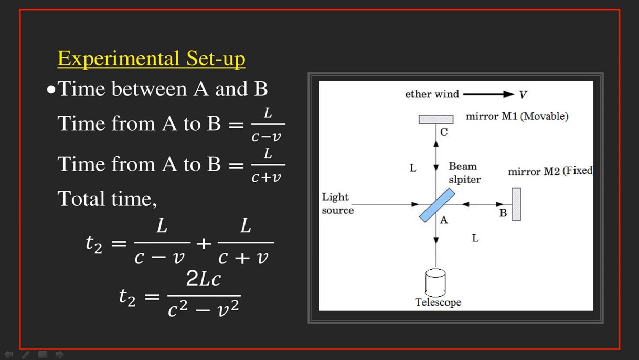So the total time taken by the ray to reach from A to B and then from B to A is L by C minus V plus L by C plus V. That becomes 2LC by C square minus V square.